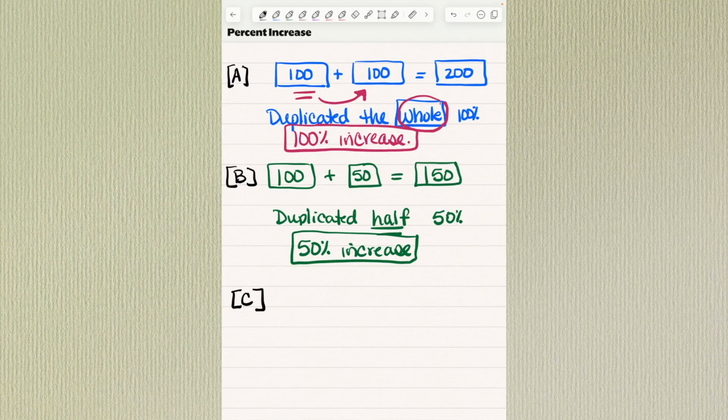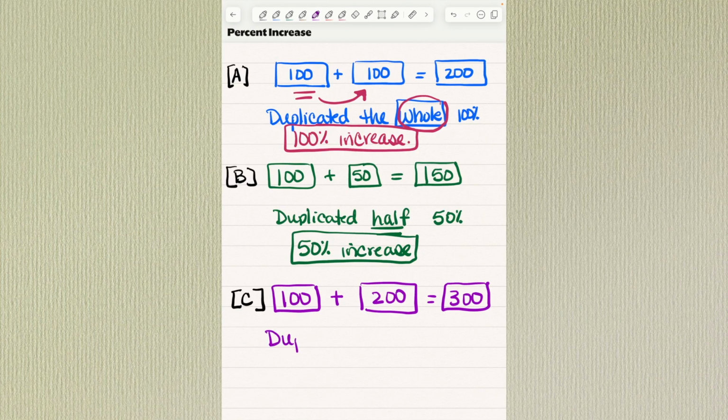If you have, let me pick a different color. So 100, right? And let's say I increased it by 200. I started with 100. I increased it by 200, which leads me to 300. Okay. How much did I increase this block by? Did I duplicate the whole block? Yes, right? How many times did I duplicate the whole block? Think about it. I duplicated the whole block, and I'm using whole purposely because whole is 100%. I duplicated the whole block twice.